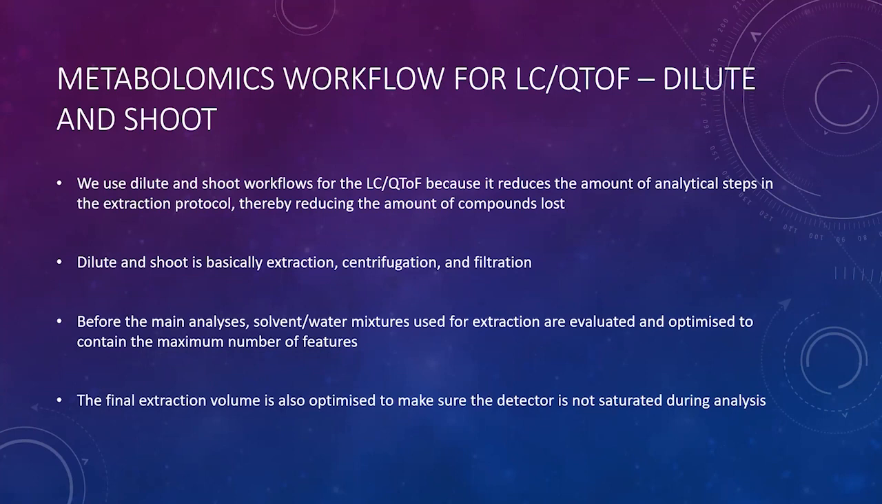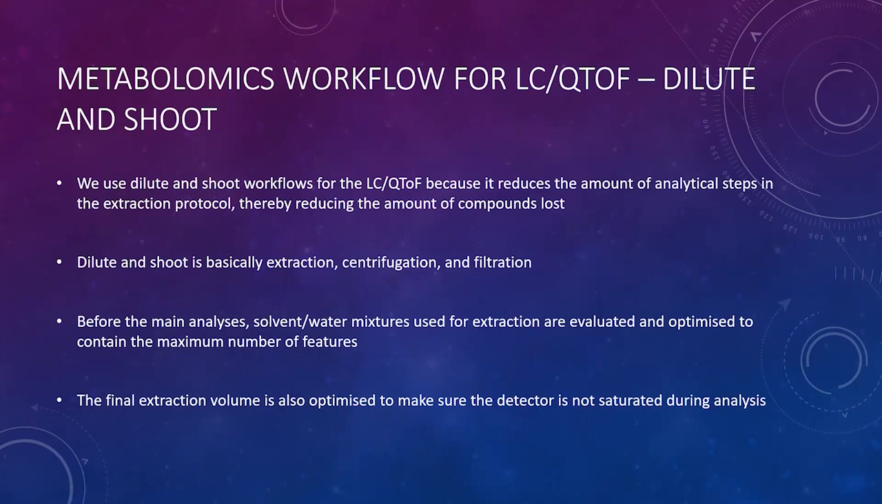And dilute and shoot basically is we extract the commodity, we centrifuge the commodity, and we filter it. And right after that, we analyze it. So before we do this, we do range finding tests. And for extraction, we use various solvent mixtures or water mixtures. And we start at 100% solvent and we go all the way down in 10% increments to 100% water. What this does is we basically make sure that we get the largest number of features in our extracts.